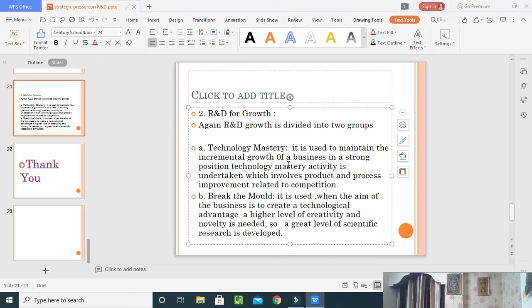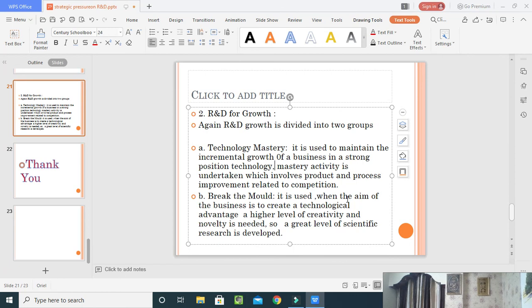What does it mean? It is used to maintain the incremental growth of a business in a strong position. Technology mastery activities are undertaken which involve product, process, and services improvement related to the competition. See what will happen in this technology mastery. It is utilized to maintain the incremental growth. There should be incremental growth of the business.